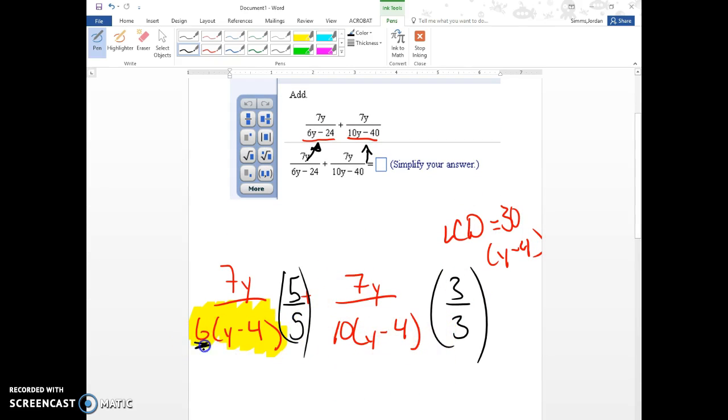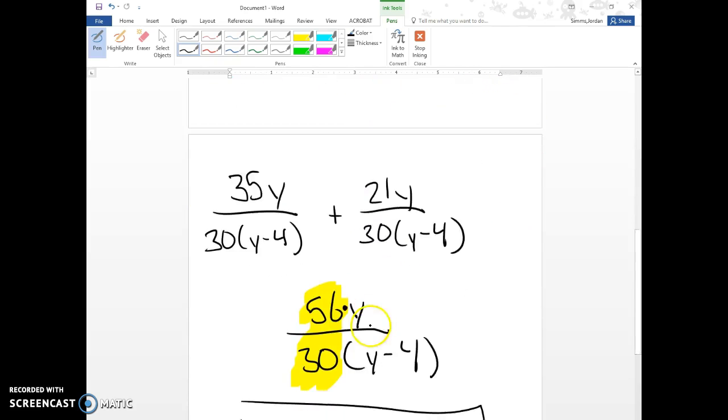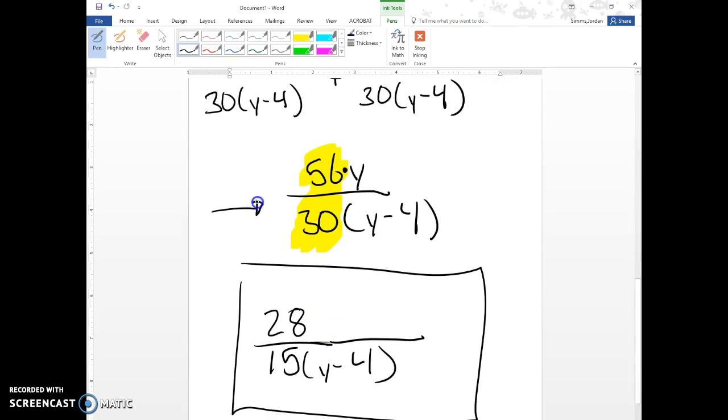And by the way, if you didn't come up with 30 bracket y minus 4, you said 60, it's still a common denominator. It's not the lowest, but it's still a common denominator. And then you would just have some more reducing to do at this stage. So you're not necessarily wrong. Just make sure you reduce completely.